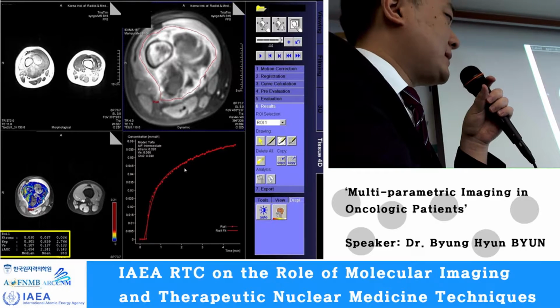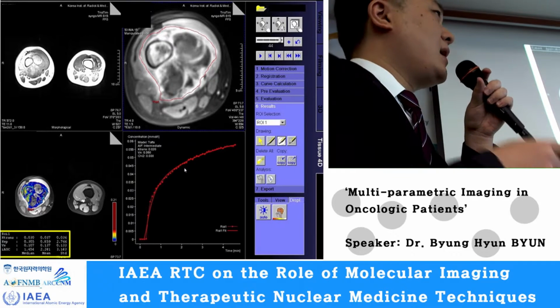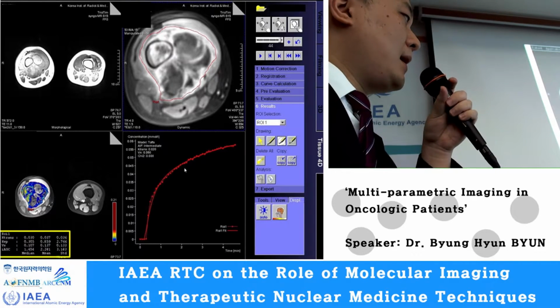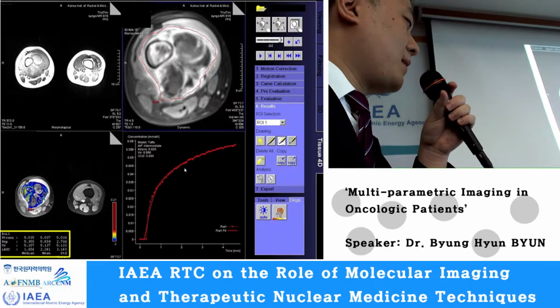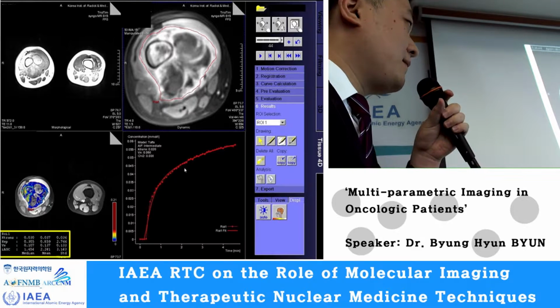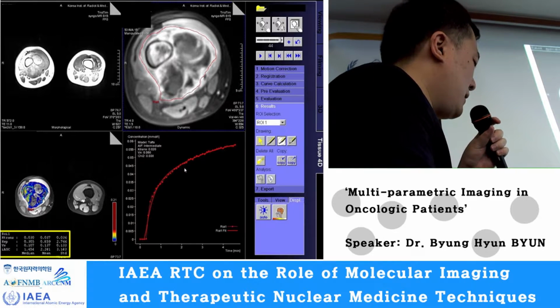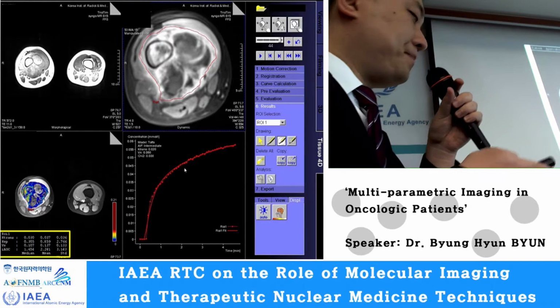graph. The x-axis is the time, and the y-axis is the concentration of contrast medium. Then we can calculate the perfusion parameters from this graph. Ktrans, Kep, Ve, and IAUC are the parameters.